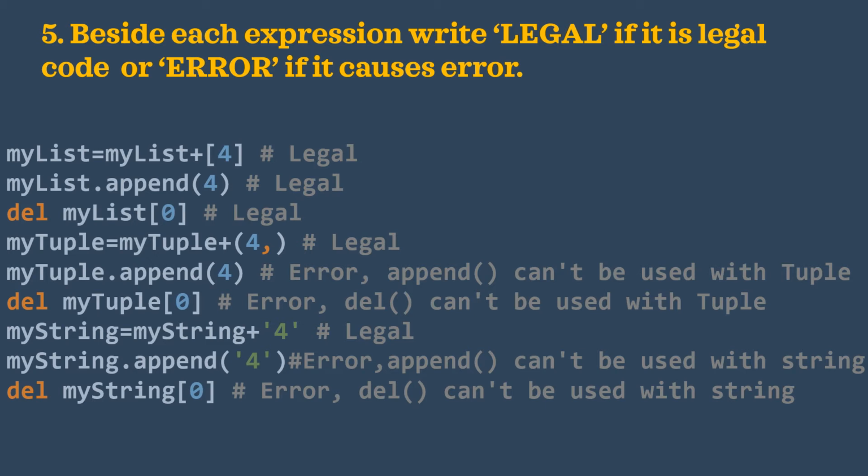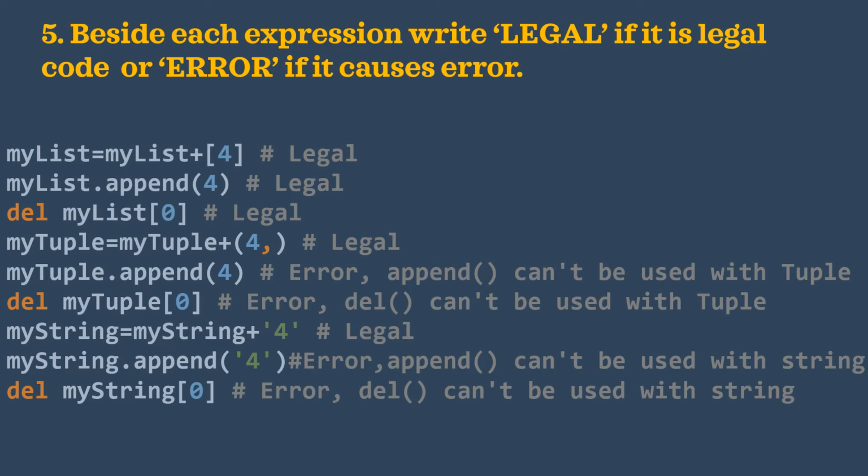This will give an error. Next one is delete my tuple 0. That means you are trying to delete the element which is present at the 0 index number of the tuple my tuple, which is not possible with a tuple type of data. So it will give an error because the delete function cannot be used with a tuple.